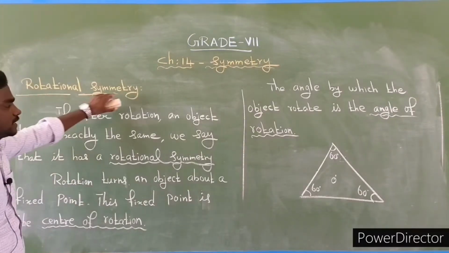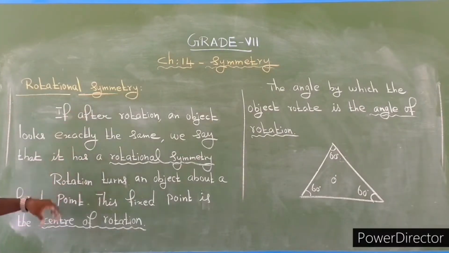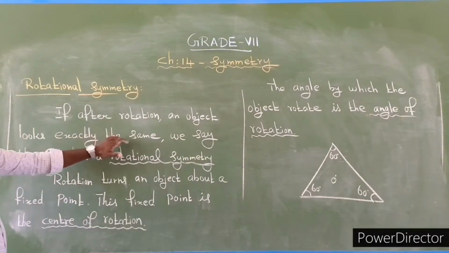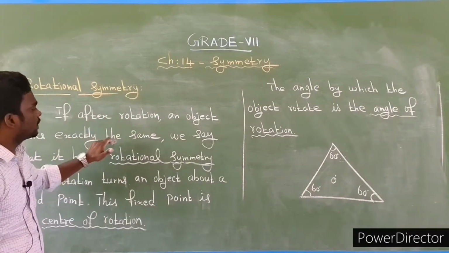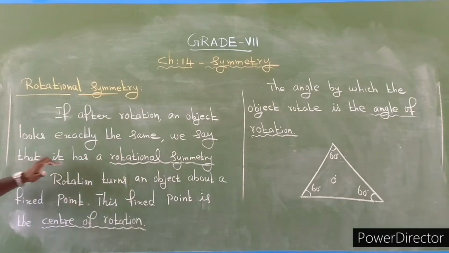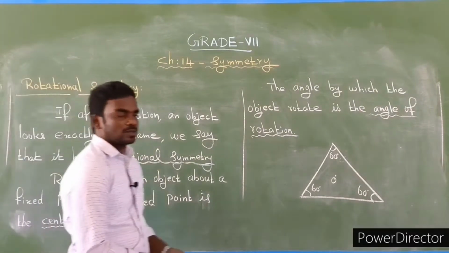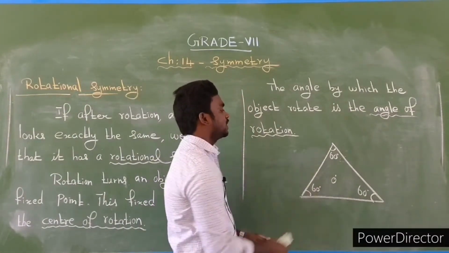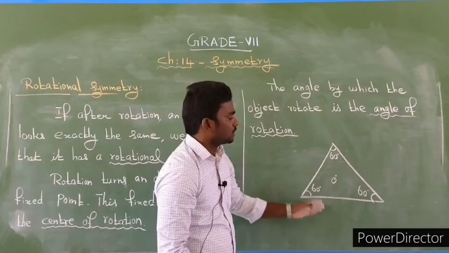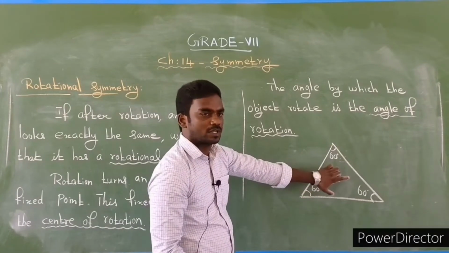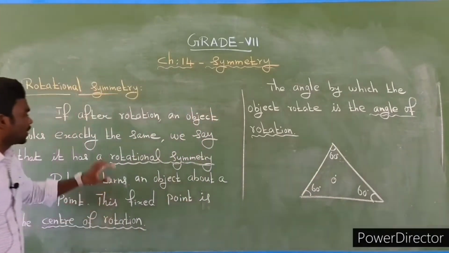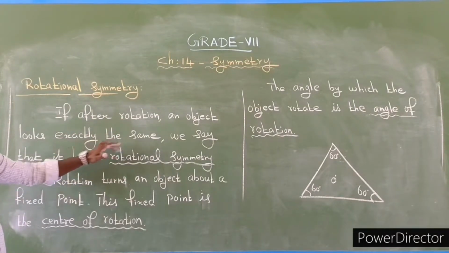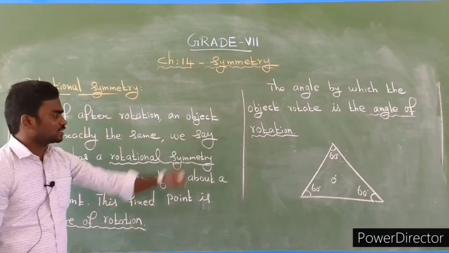So next concept, rotational symmetry. What is meant by rotational symmetry? If after rotation an object looks exactly the same, we say that it has rotational symmetry. Suppose this is in the shape of an equilateral triangle. Now we rotate the equilateral triangle by 60 degrees. So this triangle becomes the same position. So this is called what is that? Rotational symmetry.